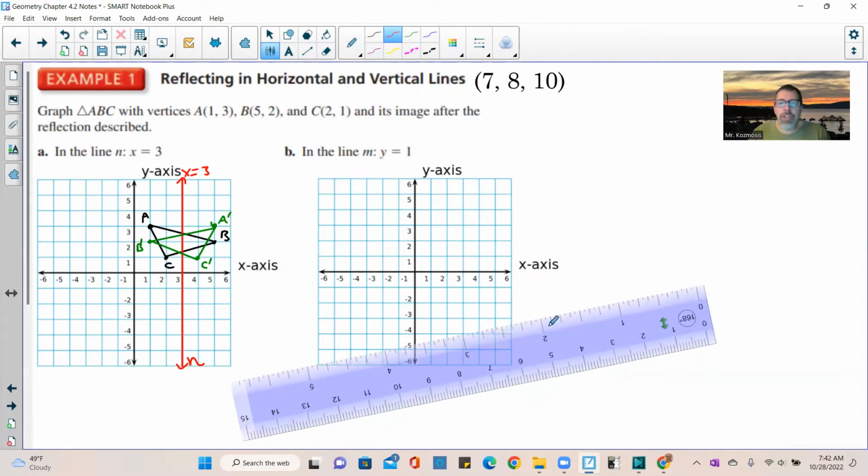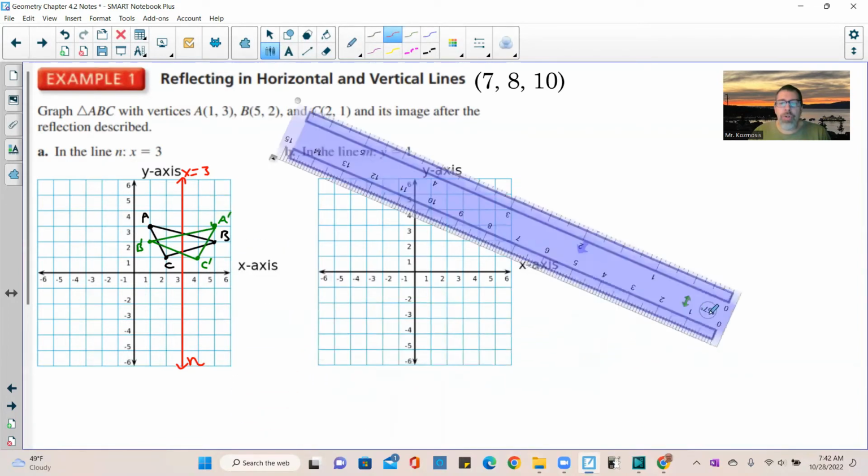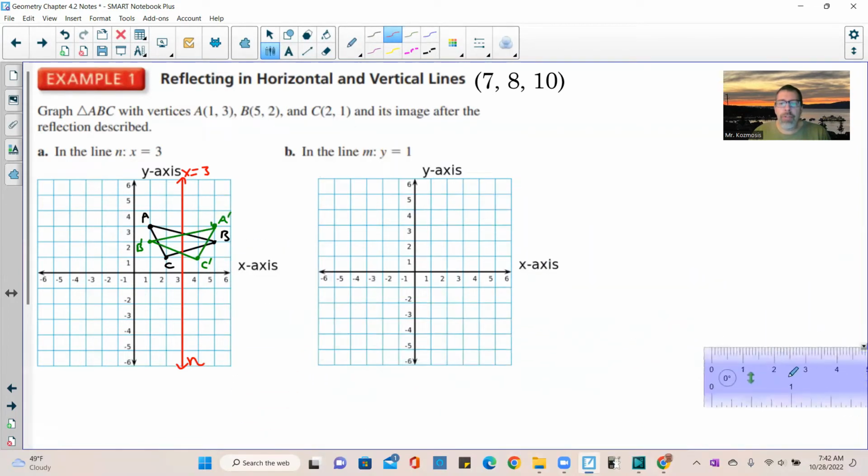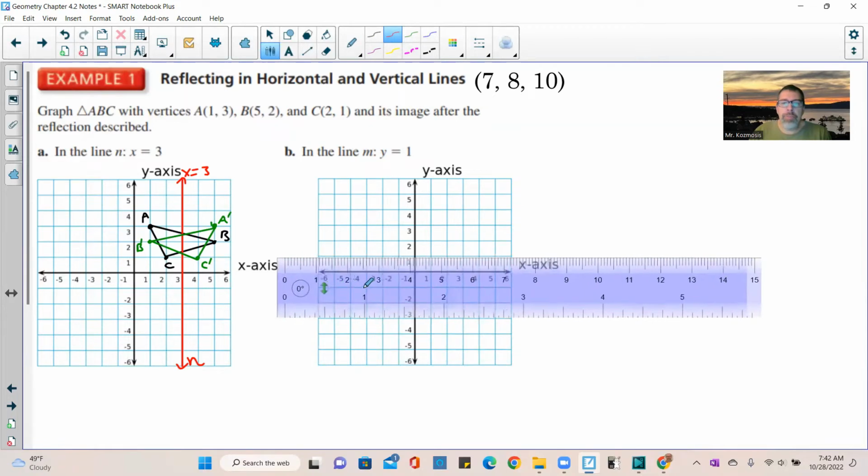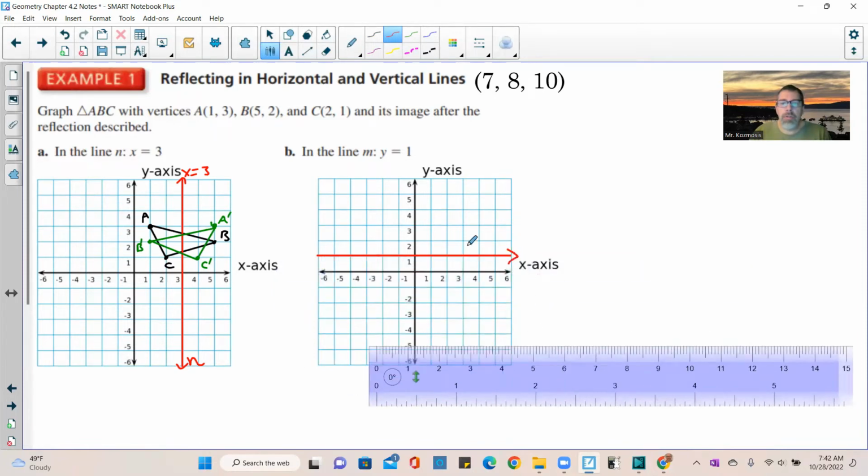So when you have an equation that says y equals, it is a horizontal line at that number. So y equals 1 is right here. And I'm going to call it y equals 1. And on the other end, I'm going to put the m, because that's the name of it. Okay, so there's our line of reflection. We want to plot triangle ABC again.